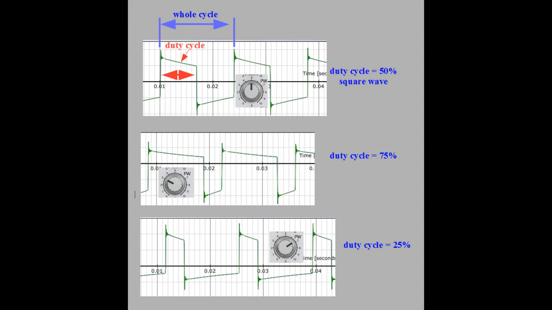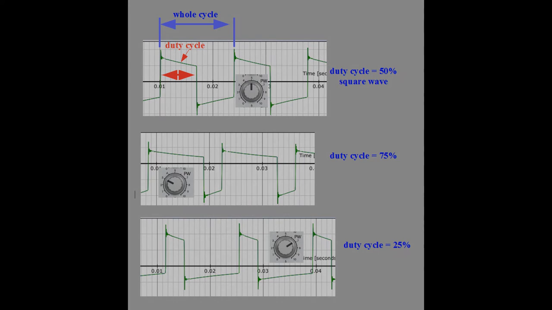Alright, pulse width and duty cycle. The pulse width knob sets the duty cycle of the pulse wave, and do you remember, the duty cycle is the time a signal is on or high? It is expressed as a percentage rate of the whole cycle of the wave. With a duty cycle of 50%, which corresponds to a knob setting of 5, we get a square wave.